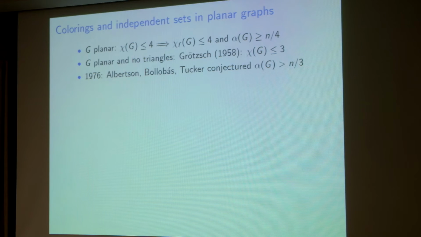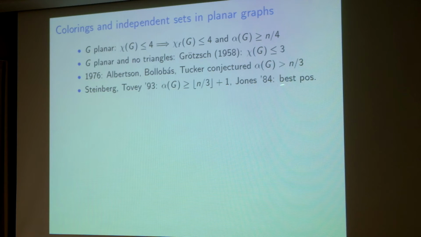And in 1976, Albertson, Bollobás, and Tucker conjectured, so a particular corollary is that the independence number is at least n over 3. But Albertson, Bollobás, and Tucker conjectured that you can always do at least a little bit better than what a corollary of the 3-color theorem would tell you about the size of the independent set. And it was roughly 20 years later finally confirmed by Steinberg and Tovey, who showed that you can always do slightly better. But already about 10 years between the conjecture and the proof, it was observed that you can never hope for more than just this little bit.